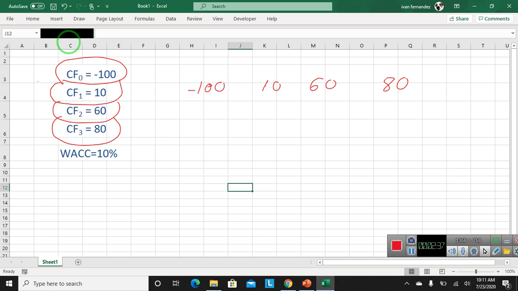These are not payments, so it's not 10, 10, 10, or 60, 60, 60. This is 10 on the first year, 60 on the second year, and 80 on the last year. It's not an annuity. It's not equal payments across. None of that. Okay, so you see what we have here? We have a timeline.